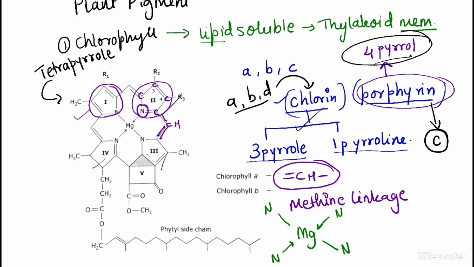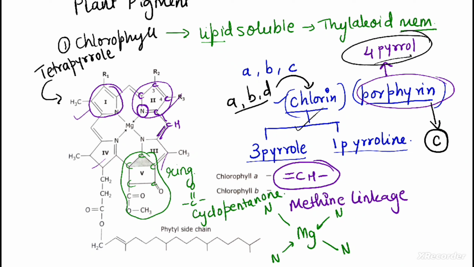Then can you see this structure which is extra here? And this is again a ring, isn't it? It is a ring. And if you look at the carbon number, there are 5 carbons, so I can say that it is a cyclopentanone ring. Why pentanone? Because there is a ketone group there, isn't it? So there is a cyclopentanone ring there. Now this cyclopentanone ring is attached to the third pyrrole ring here.